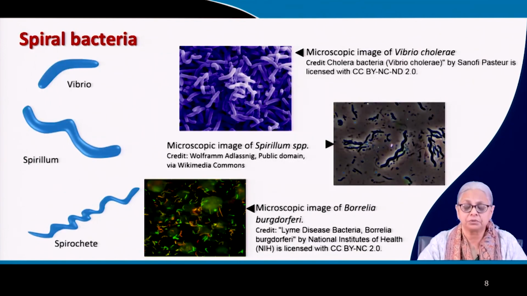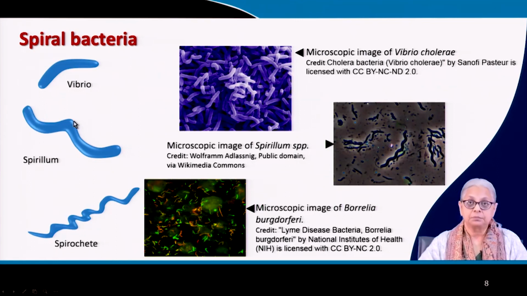Then we have some more interesting forms. The next one is Vibrio, which is very famous for being Vibrio cholerae. It causes cholera. It's comma-shaped. We used to call it a comma-shaped organism. So this is an example of Vibrio. Here we have Vibrio cholerae in SEM. I think it's an SEM.